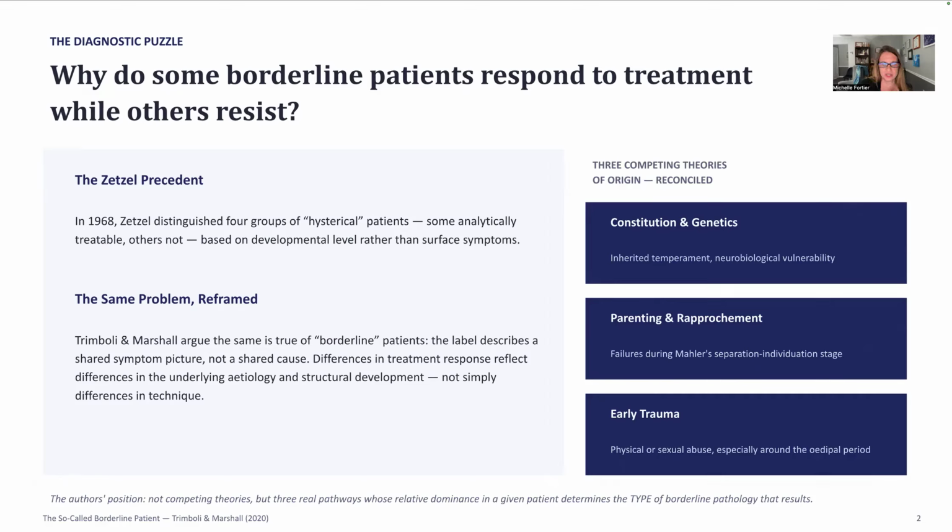This label describes a shared symptom picture, not a shared cause. Differences in treatment response reflect differences in the underlying cause and structural development of the person with borderline, not simply differences in technique. So there are 3 competing theories that these individuals put forward for causes of borderline personality disorder. One of them is constitution and genetics: an inherited temperament and a neurobiological vulnerability. The second is parenting and rapprochement, with failures during Mahler's separation-individuation stage. And the third cause of BPD is early trauma, physical or sexual abuse, especially around the Oedipal period.